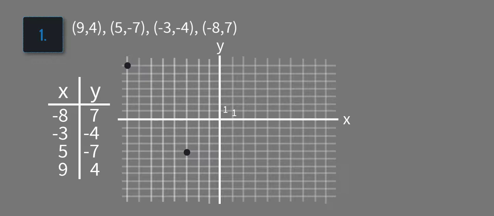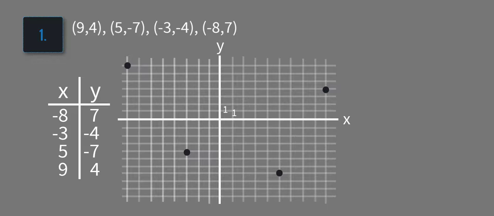5, -7, so 1, 2, 3, 4, 5 to the right, and down 7. That's going to give us a mark right about here. And then last but not least, 9, 4. So 1, 2, 3, 4, 5, 6, 7, 8, 9. So our points graphed are going to be those 4 points there.